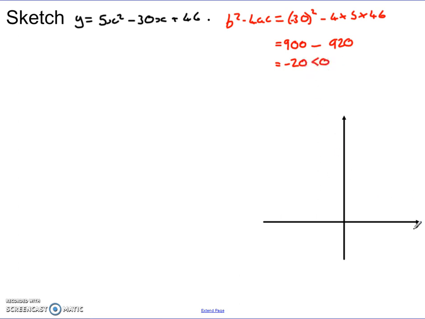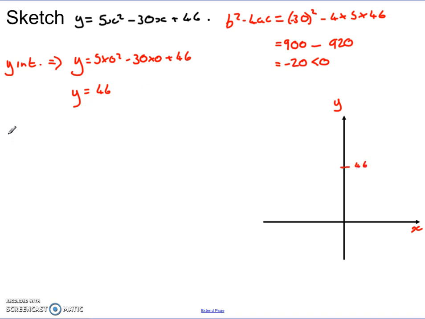It's not going to cut the x-axis again, so I'm going to have it like that. And it's a positive x squared, so it's going to be a curve coming down the way and back up. So again, I find the same key bits of information. I want my turning point and my y-intercept. So my y-intercept I get by substituting in x equal to 0. So it's y equals 5 times 0 squared, take away 30 times 0 plus 46, which in this case is just equal to 46. So it's quite a high y-intercept, but that doesn't make any difference. It's still up there, it's still at 46.